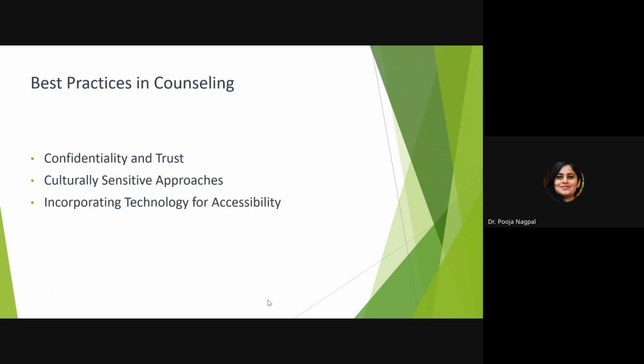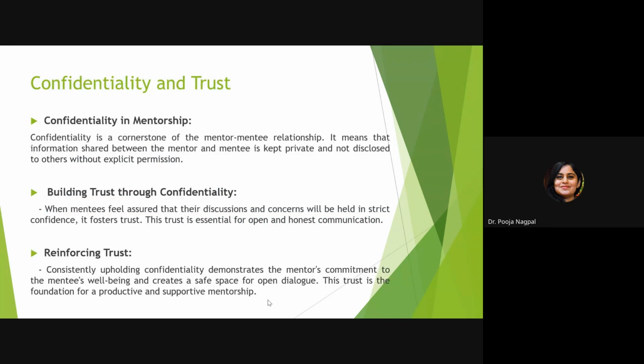So, what are the best practices in counseling? These are the three best practices: confidentiality and trust, culturally sensitive approaches, incorporating technology for accessibility. Confidentiality and trust is a cornerstone of the mentor-mentee relationship. It means that information shared between the mentor and mentee is kept private and not disclosed to others without explicit permission.